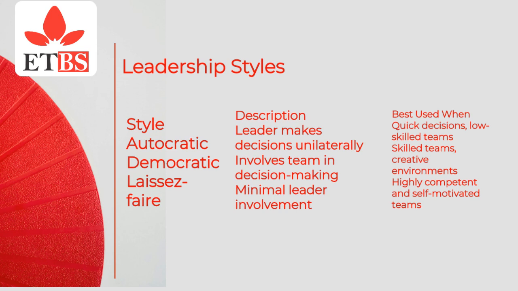Leadership styles. In this course, we will be using style, description, and best used when for our table for today. First, autocratic: leader makes decisions unilaterally. Best for quick decisions and low-skilled teams. Second, democratic: involves the team in decision-making. Best for skilled teams and creative environments. Third, laissez-faire: minimal leader involvement. Best for highly competent and self-motivated teams.